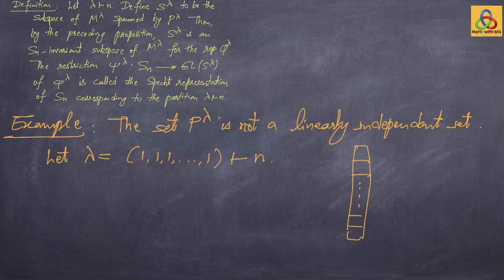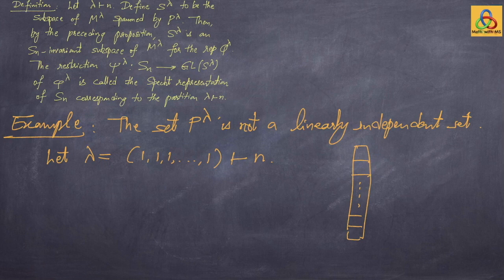So what is a lambda tableau here? A lambda tableau here is just plugging in the numbers 1 to n in this Young diagram. And therefore, what is a lambda tabloid? Remember, a lambda tabloid is an equivalence class of lambda tableaux, where two lambda tableaux are said to be equivalent if and only if they have the same set of entries in each row. But here in this particular Young diagram, each row has exactly one entry. Therefore, a lambda tableau is the same as a lambda tabloid.